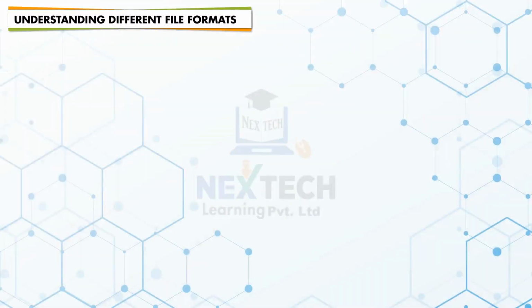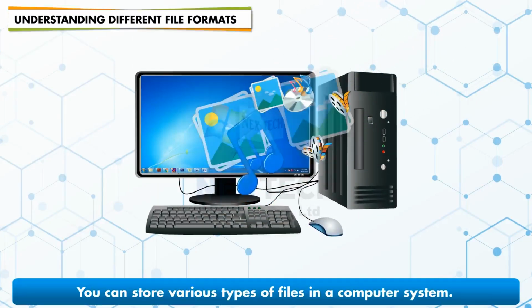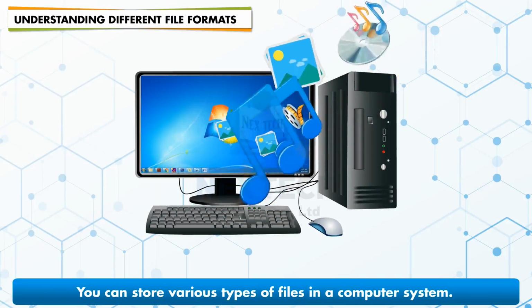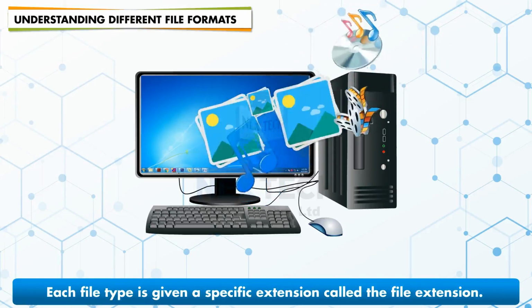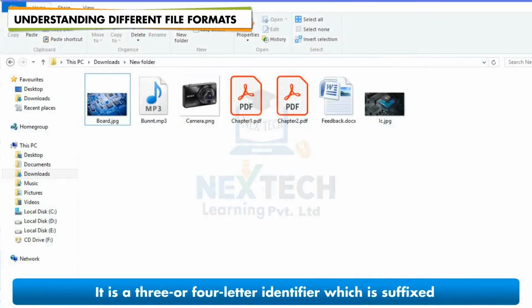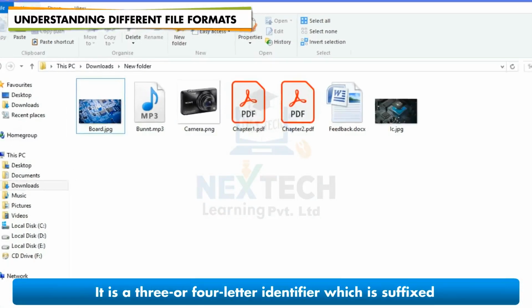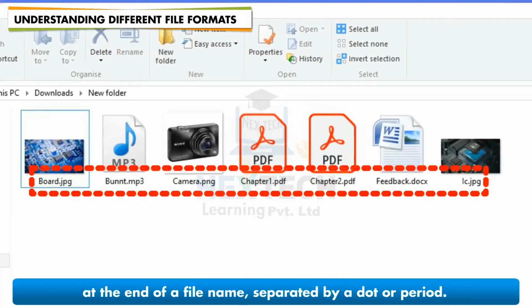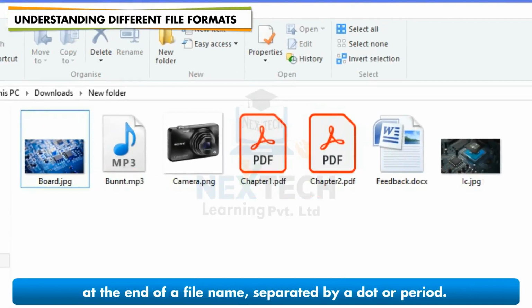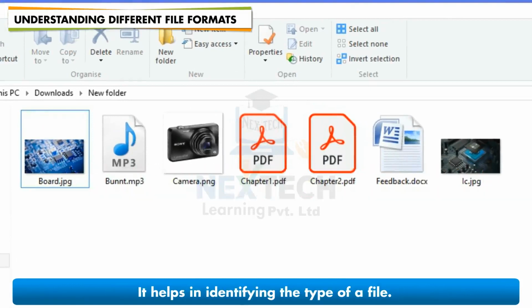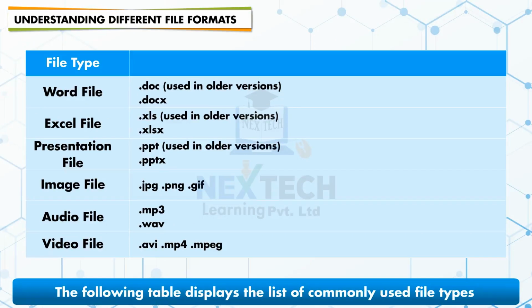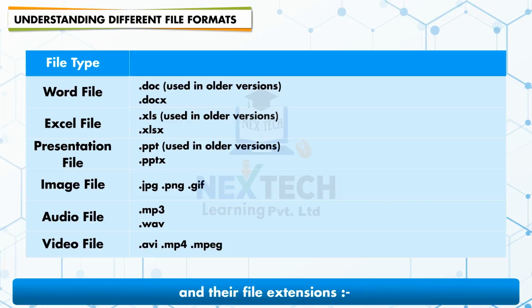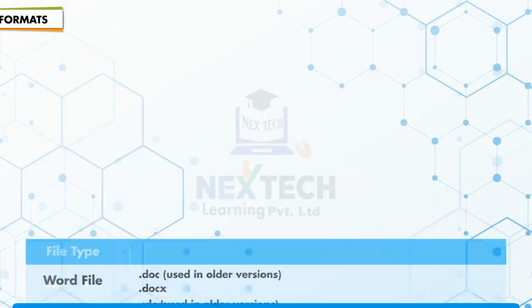Understanding different file formats. You can store various types of files in a computer system. Each type of file is given a specific extension called the file extension. It is a 3 or 4 letter identifier which is suffixed at the end of a file name, separated by a dot or period. It helps in identifying the type of a file. The following table displays the list of commonly used file types and their file extensions.